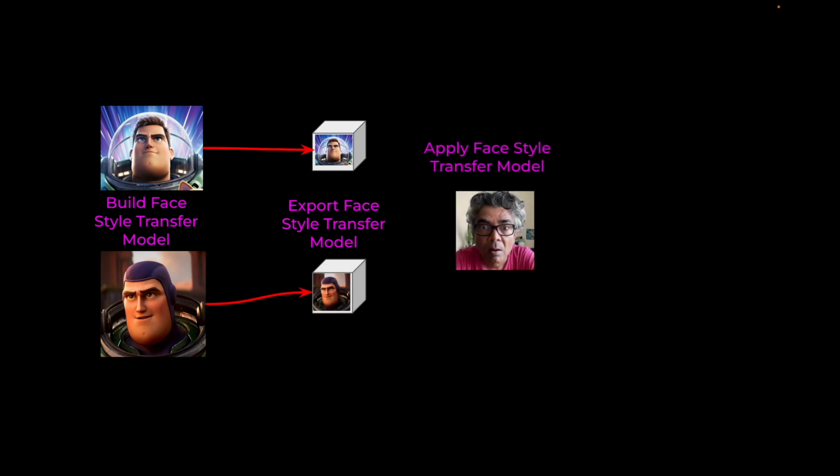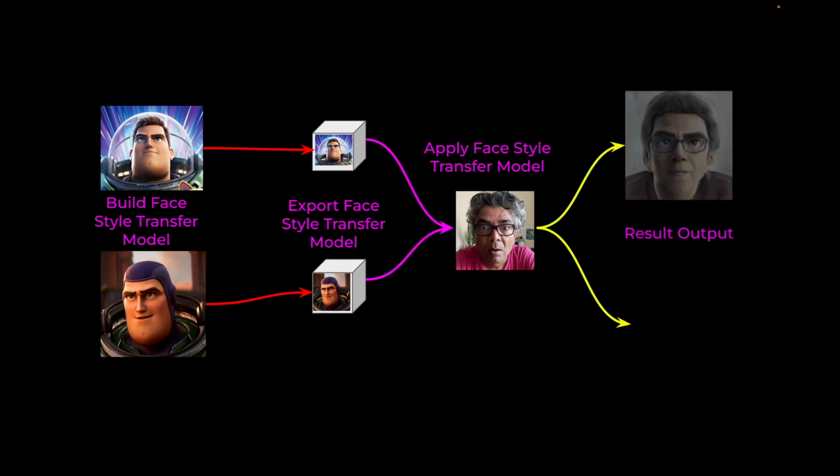We start this video by building the face style transfer AI model using two separate styles. One is the Buzz Lightyear face and the other is the Buzz Lightyear suit. Using the JoJoGAN face stylization method, we are going to build these models to apply the style on any given face, which will give us the result output.